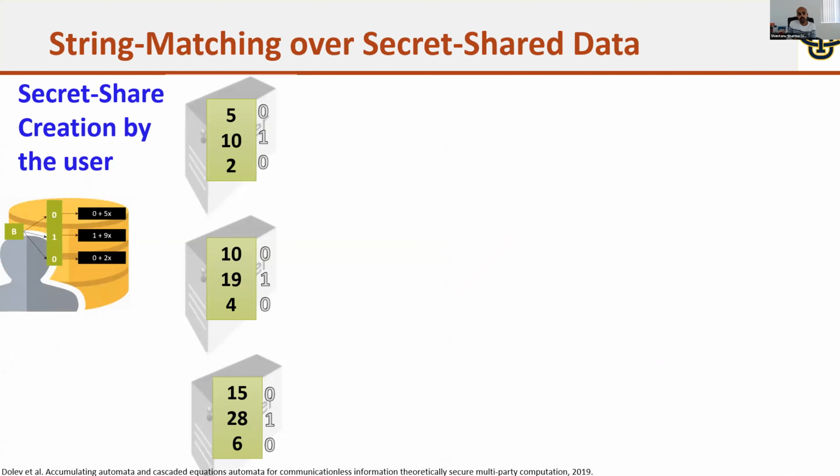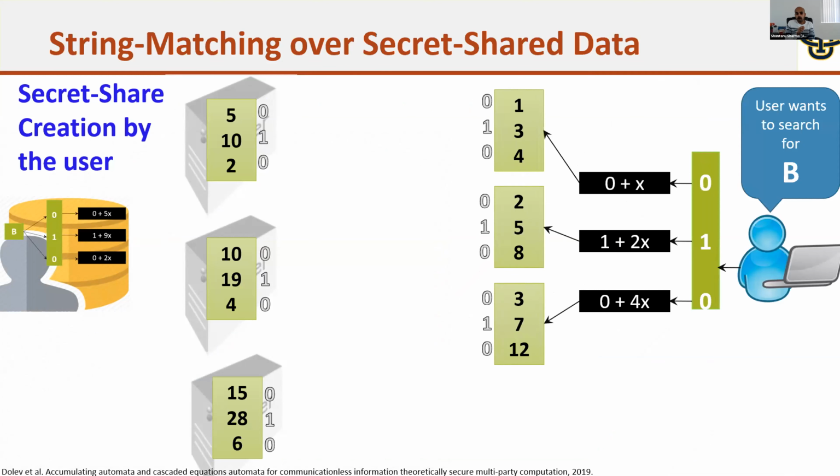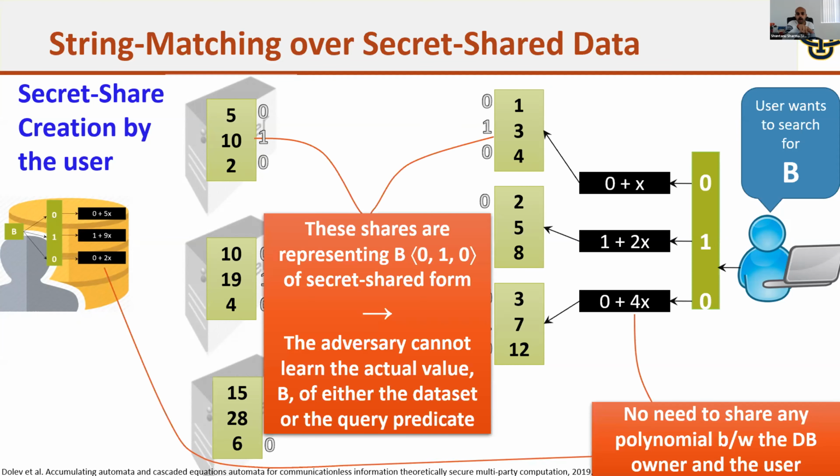Now how can we search using this string matching technique? Suppose the user also wants to search for B. In this case, the user will first represent B as a unary vector, create a random polynomial, place the values and get some secret values. Note that the polynomial the user is using and the polynomial the database owner used are different. So there is no need for communication between the user and the database owner. If the user knows the degree of the polynomial, he can search whatever he wants.